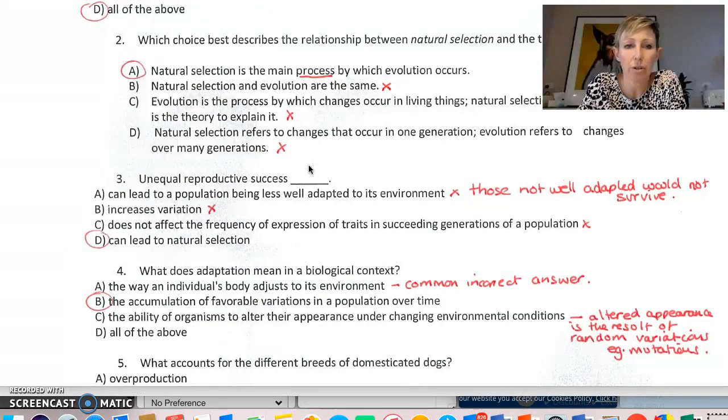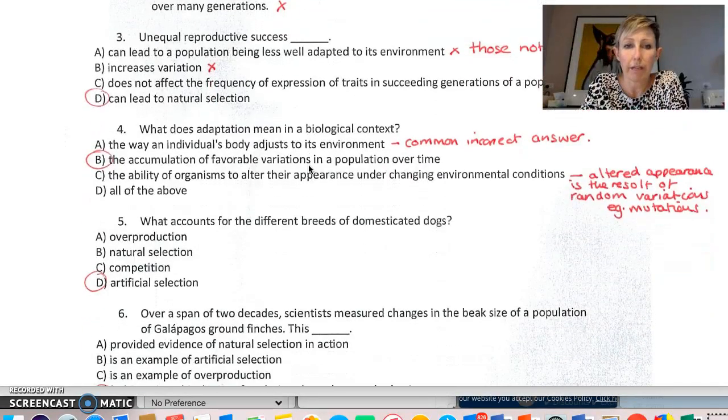Let's look at question 2. Which choice best describes the relationship between natural selection and the theory of evolution? Well, natural selection is the process or the mechanism by which evolution occurs over time. Okay, so A is in fact the answer there. Question 3. Unequal reproductive success can lead to natural selection. So D.